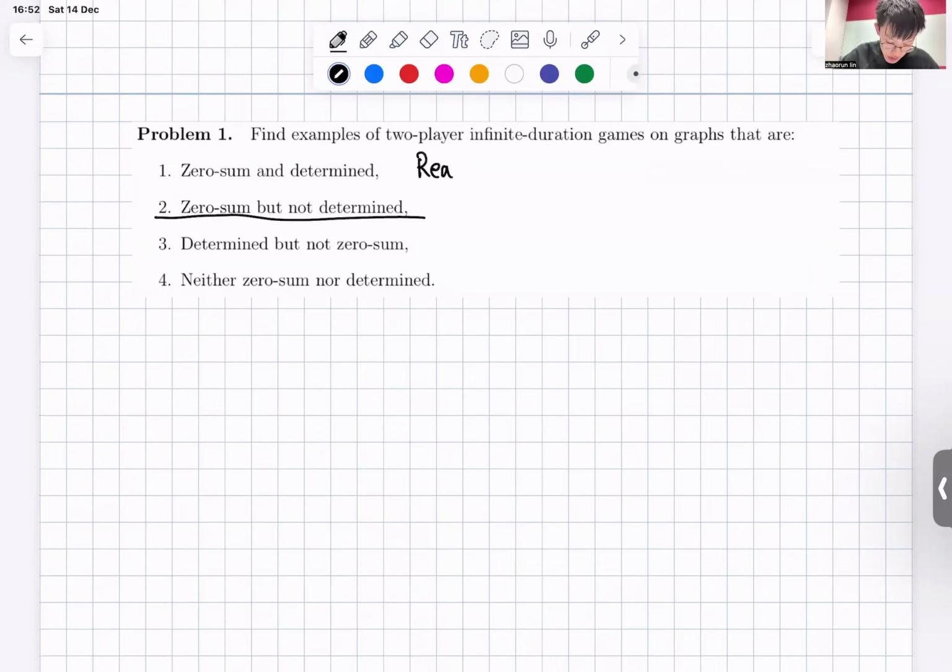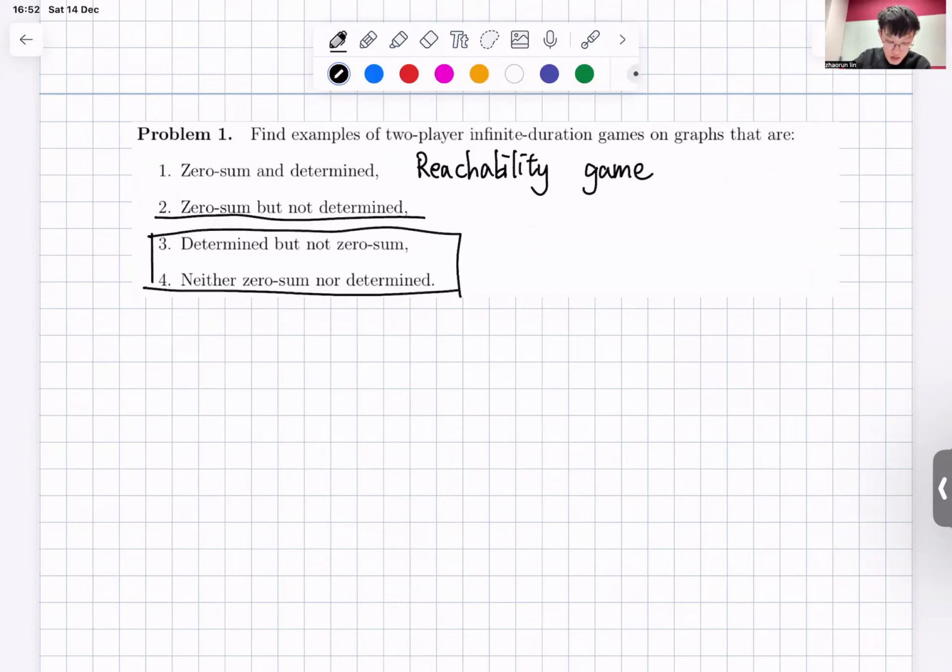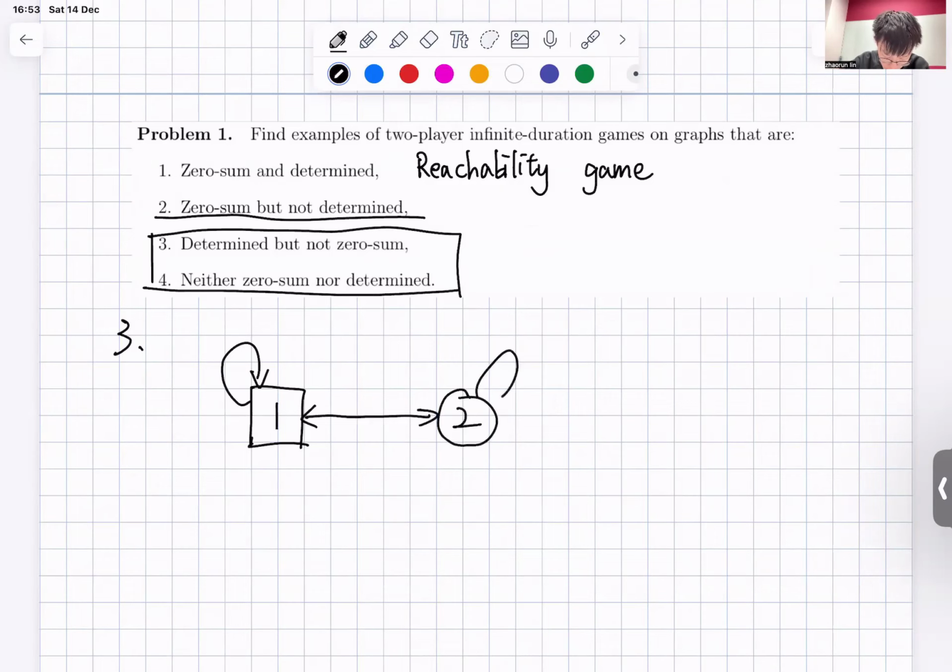For the first part, we have learned it in the lecture. It's just a reachability game. It is an infinite duration zero sum and determined game. And for the second, determined but not zero sum, we can design a game like this. So this is player 1's node, and then player 2's node.